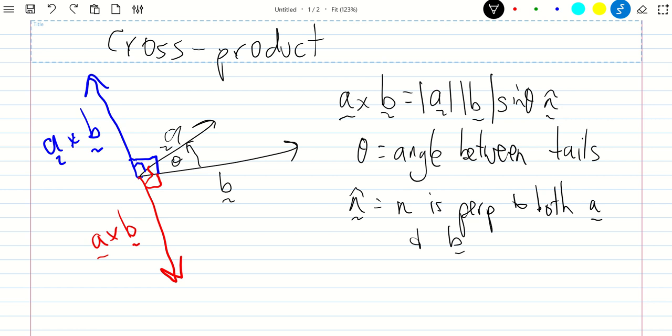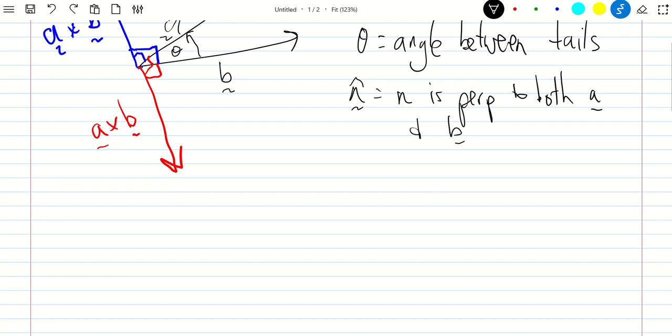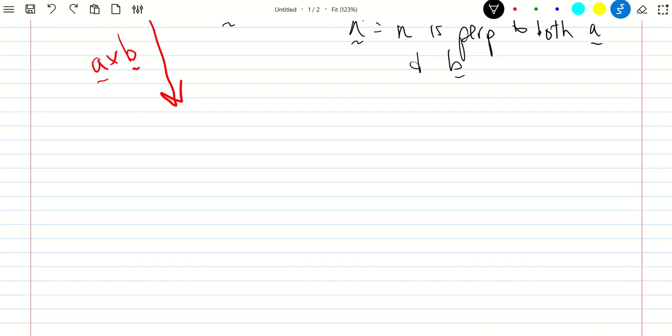I'll say it again. You put your right hand in the direction of A, so pointing with the arrows. Then you curl your fingers around to point towards B, and whichever way your thumb is facing, that will be the correct A cross B. Hard to do on a screen. Hope that sort of makes sense. Okay, so let's have a look at some of the properties of the cross product.